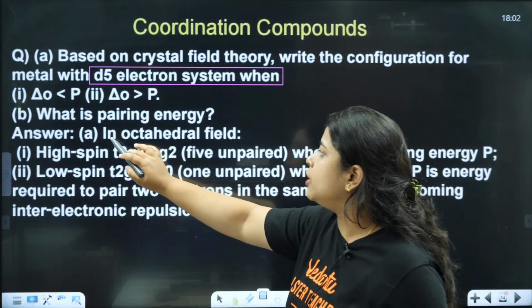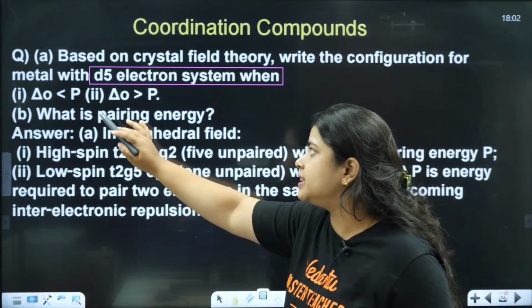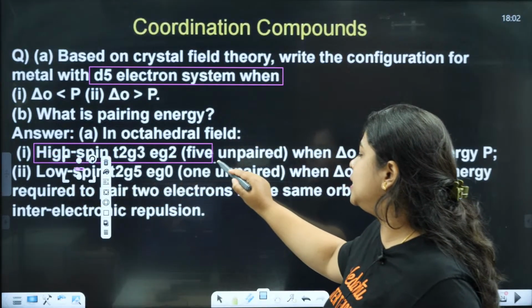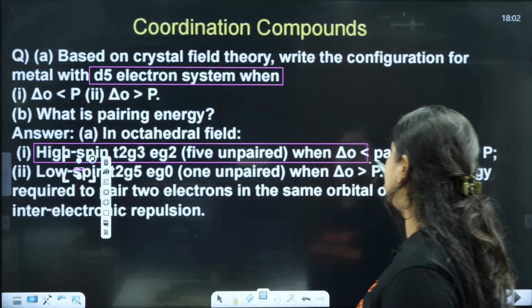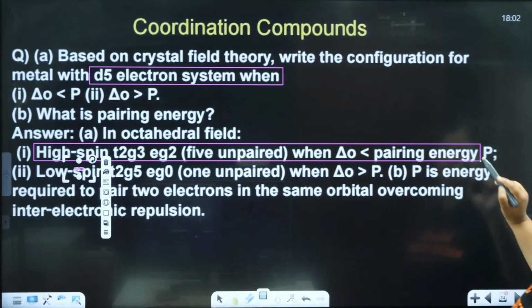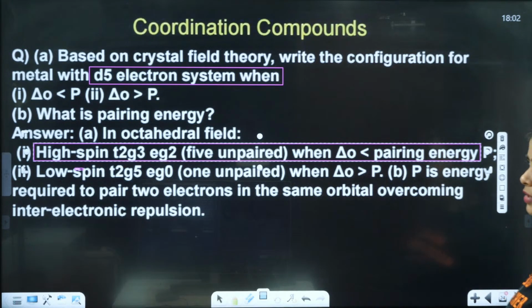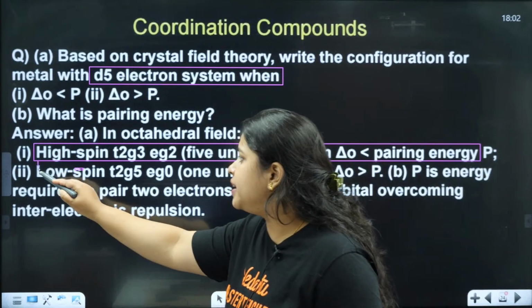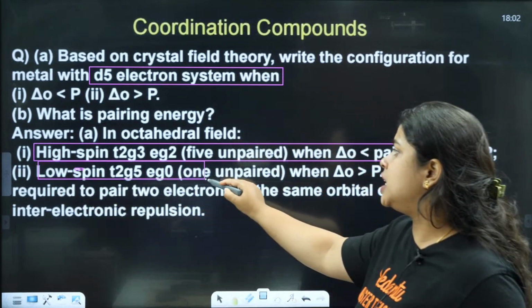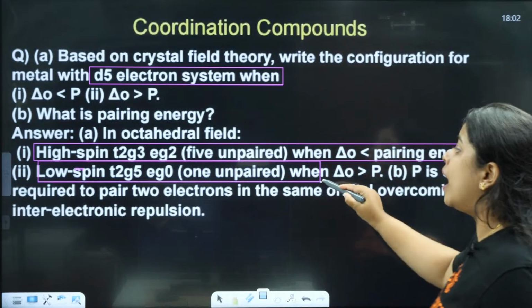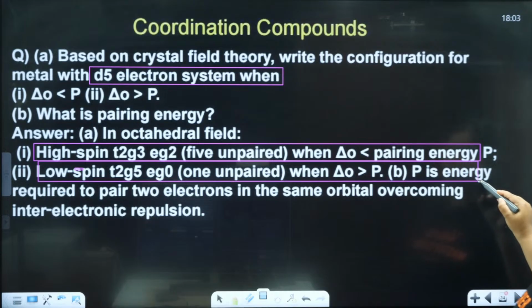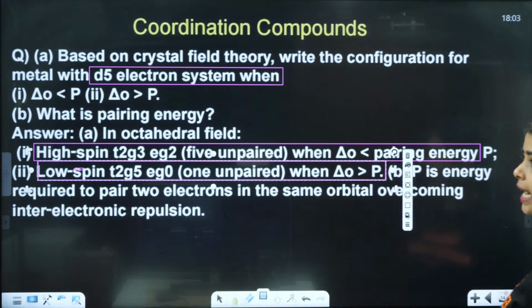First one, what happens? In an octahedral field, if it is less than P, the high spin t2g3 eg2, 5 unpaired electrons when delta naught is less than pairing energy. If we are taking the low spin t2g5 eg0, that is 1 unpaired electron when delta naught is greater than P. Okay, delta naught is greater than P.